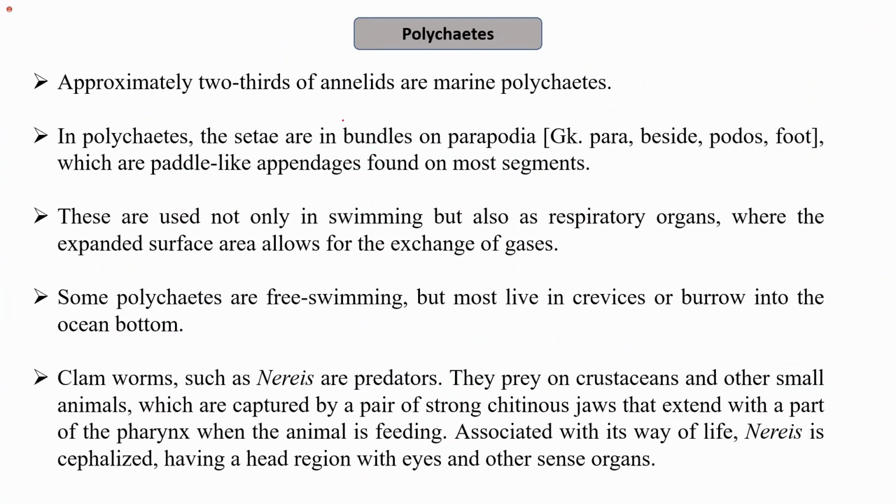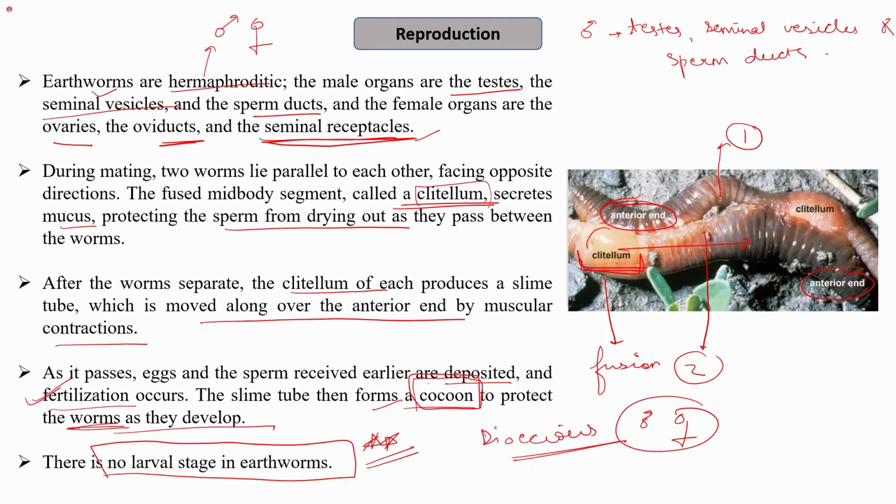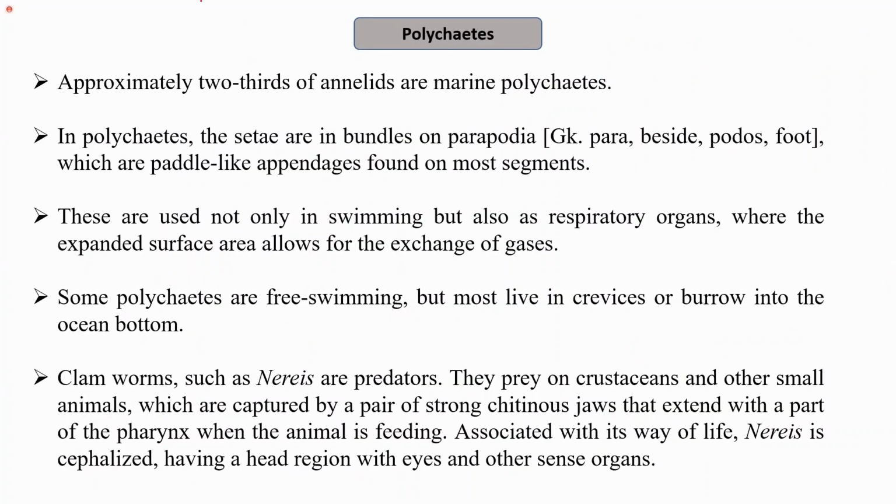Next, this was mostly about what we discussed in detail, like the reproductive system. The nervous system and circulatory system are more or less similar in all the classes. However, we will discuss a little about the polychaetes and leeches also, and what the basic characteristics of these classes are. Approximately 2/3 of the annelids are marine polychaetes.